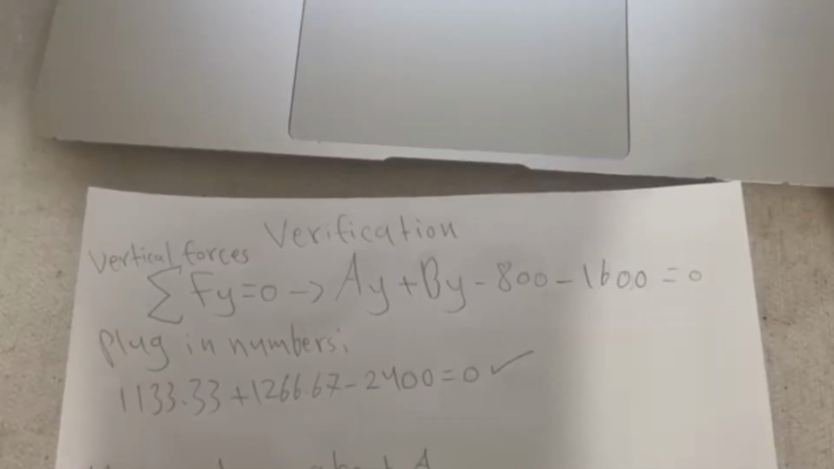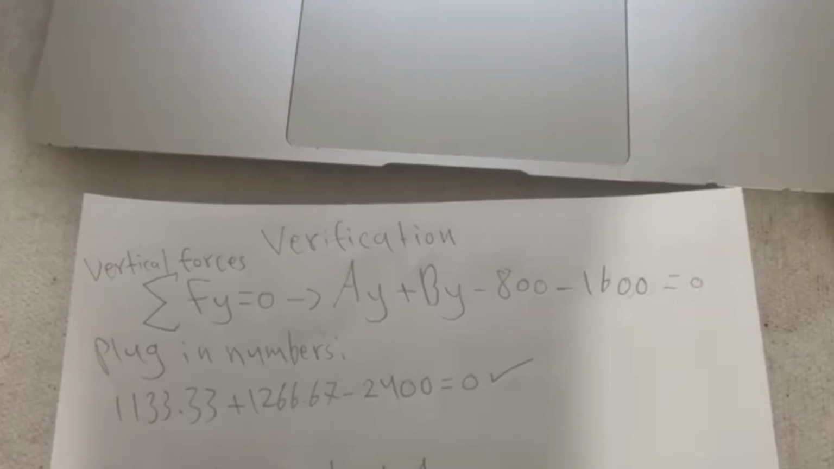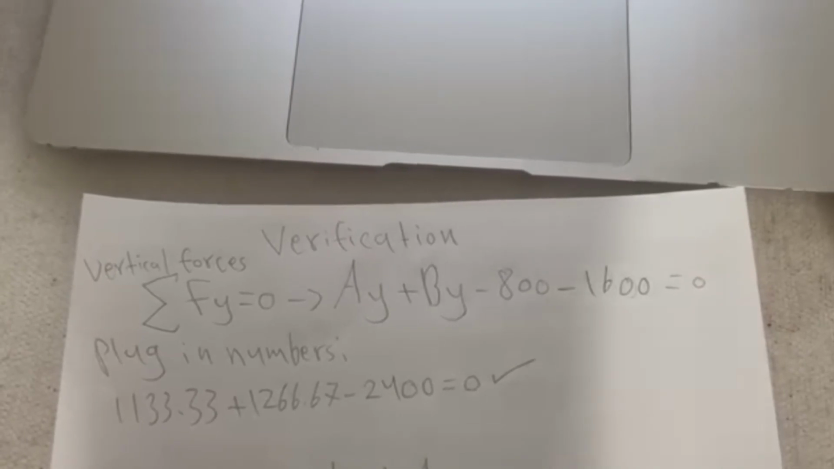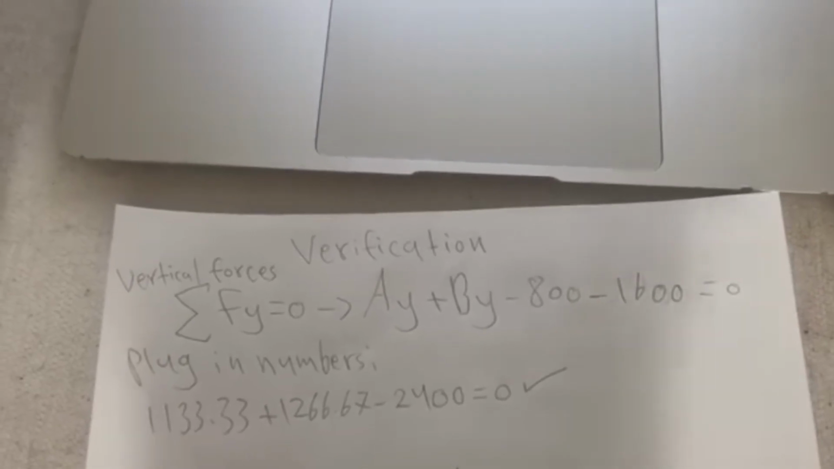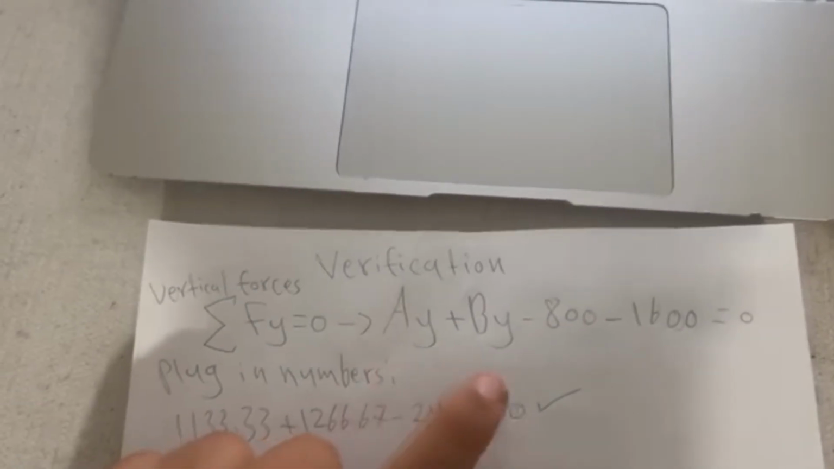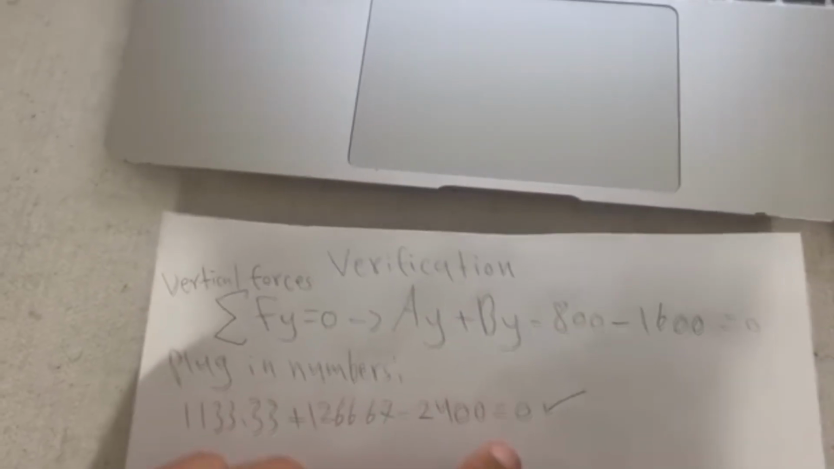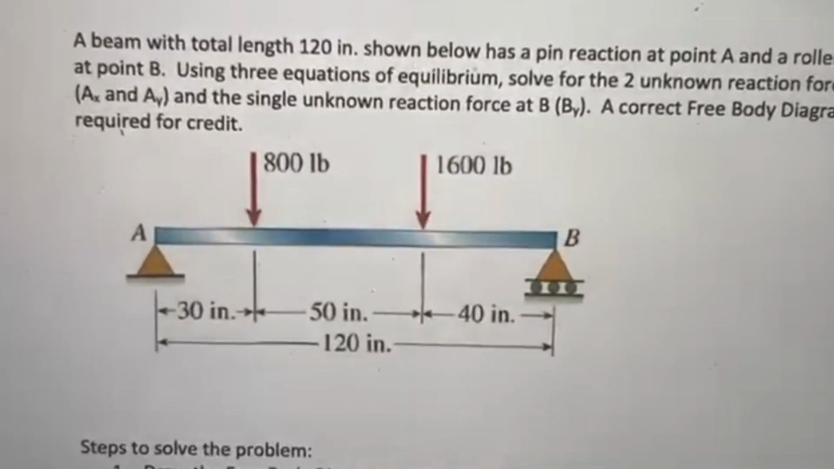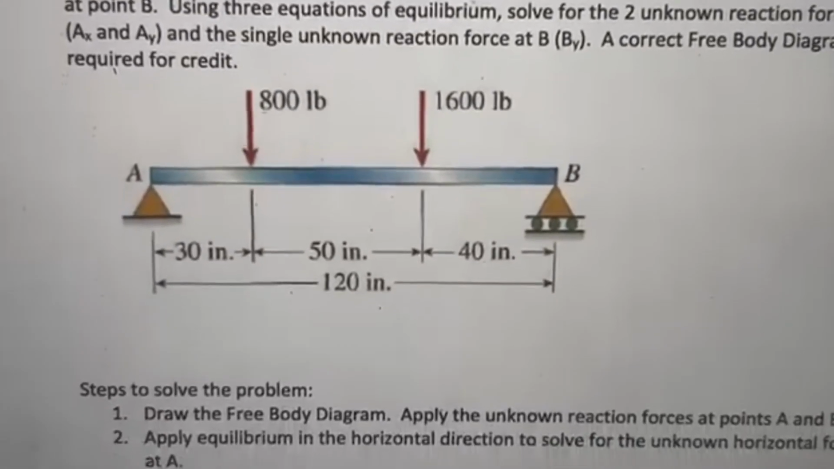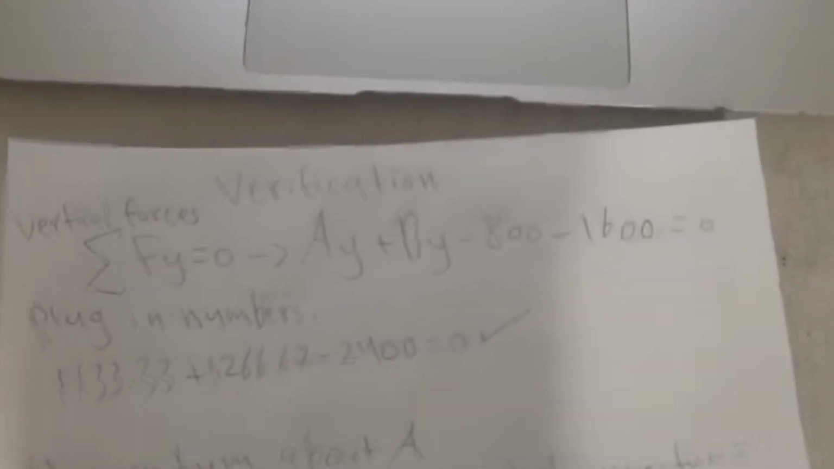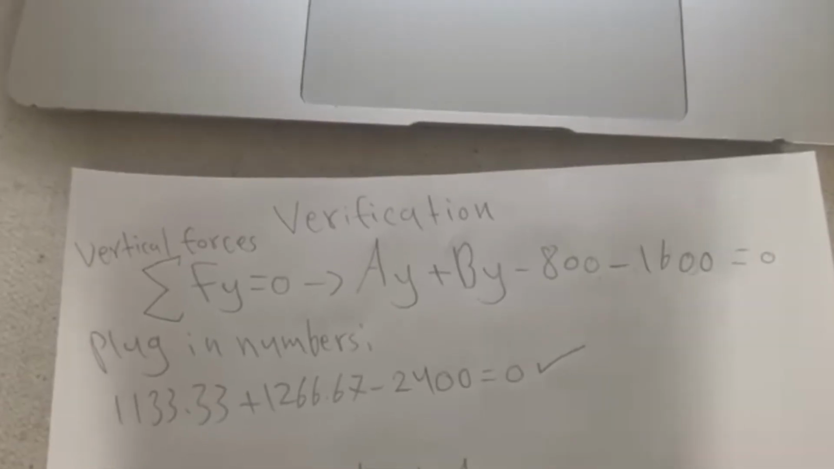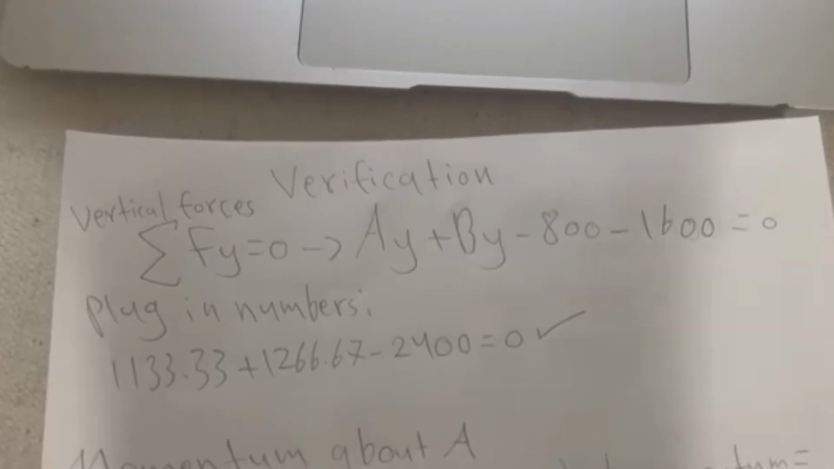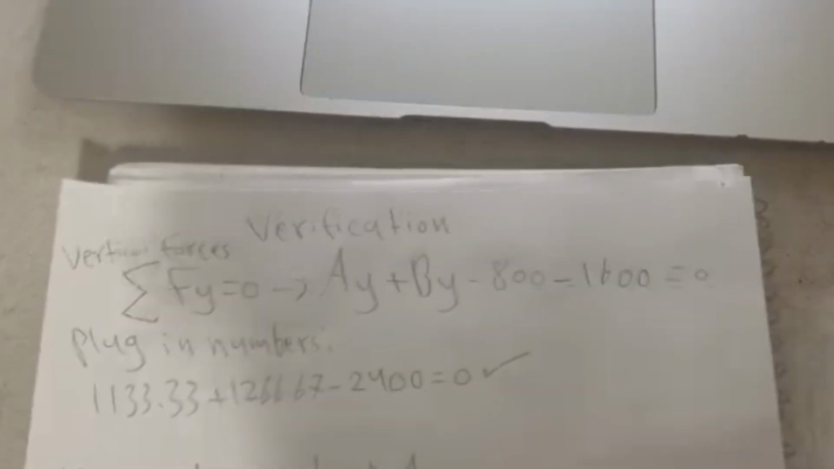Alright, so in the previous part, we found that A of Y and B of Y together were equal to 2,400. So we know that the total forces are supposed to equal 0. Therefore, we got that A of Y plus B of Y minus 800 and minus 1,600, because these are the two forces that are applied downward on the line, as we can see. So that should equal 0. And if we plug in the numbers that we got and subtract the 2,400 pounds applied to it, that should equal 0. So we got that part.